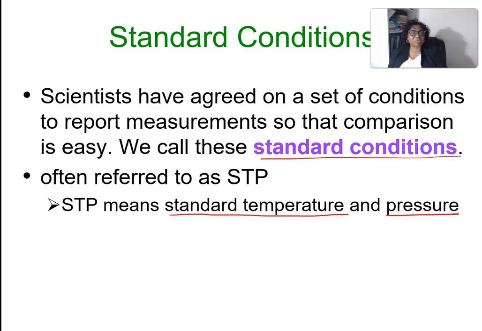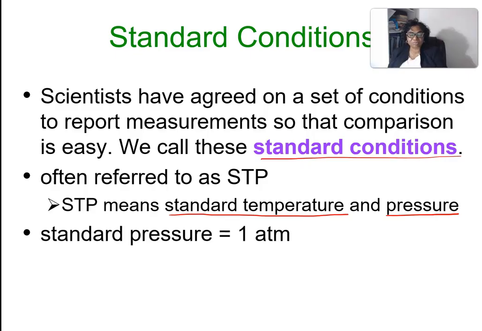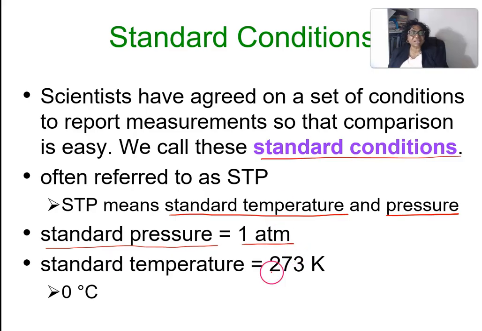What is the standard temperature? What is the standard pressure? The standard pressure is 1 atmosphere. That's it. And the standard temperature is 273 Kelvin, not 25 degrees Celsius, I said. This is equal to 0 degrees Celsius. So it's 273 Kelvin, not 25 degrees Celsius.